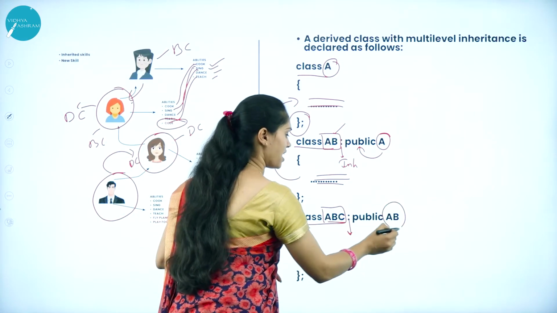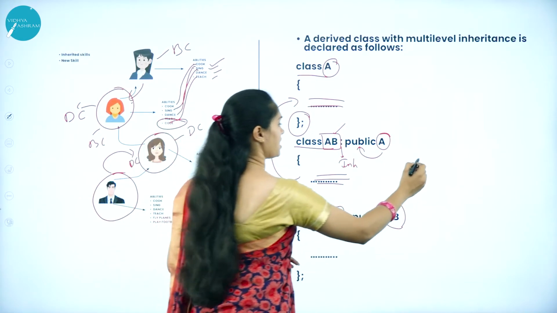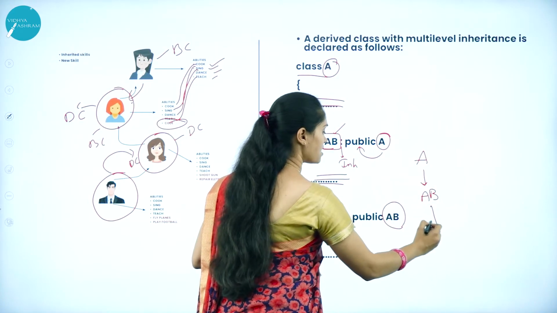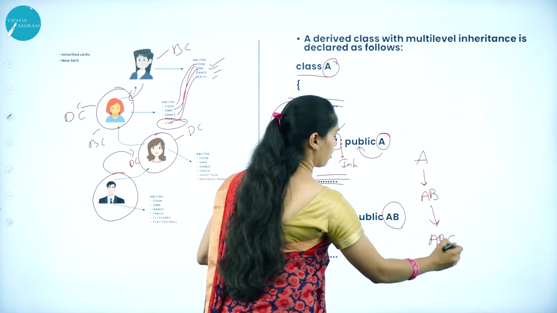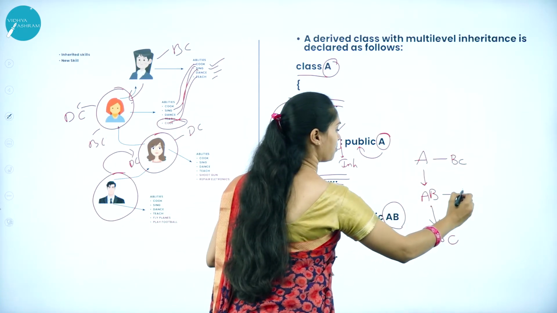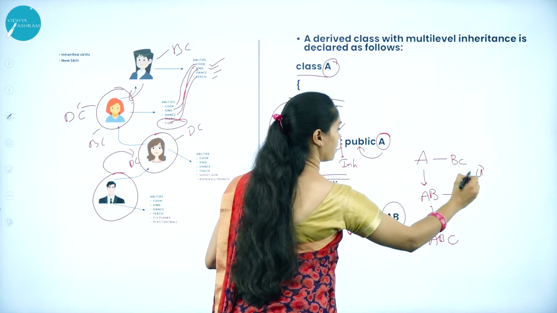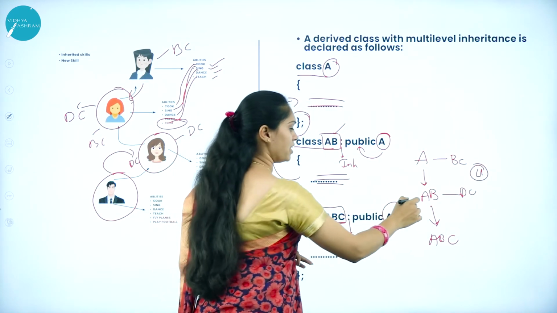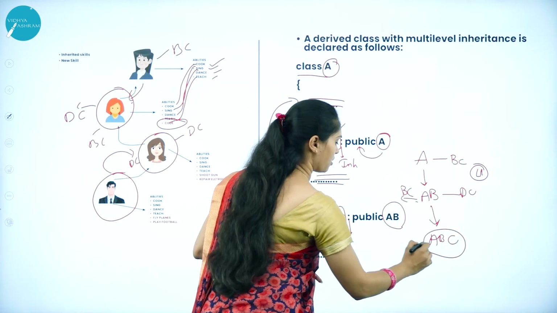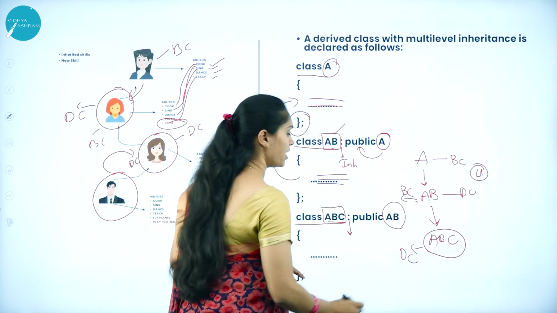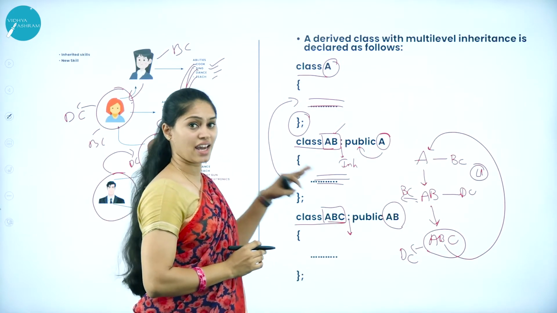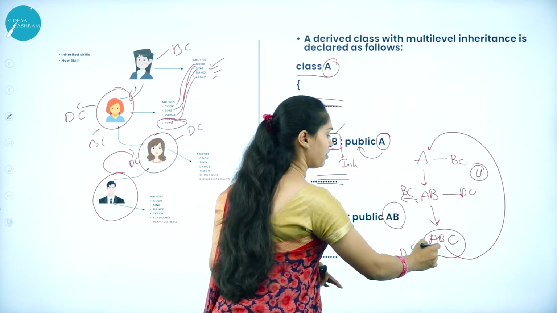Which is the existing class here? AB. So that means A will be the base class, AB will be the intermediary class, and ABC will become the derived class. So A becomes the base class and AB becomes the derived class at level 1 of inheritance. When I come to this level, AB becomes the base class and ABC becomes the derived class. So indirectly ABC is acquiring the features from the base class A, because it is inheriting the features from AB.